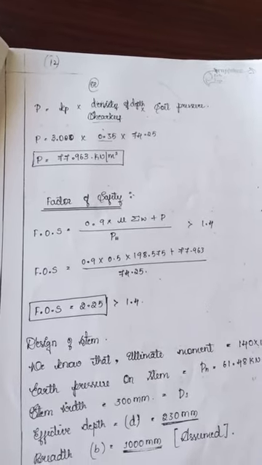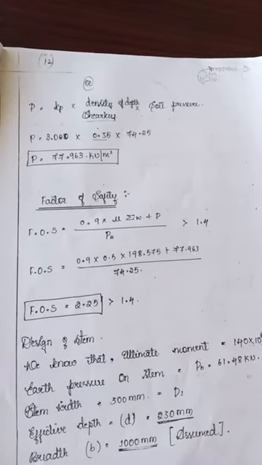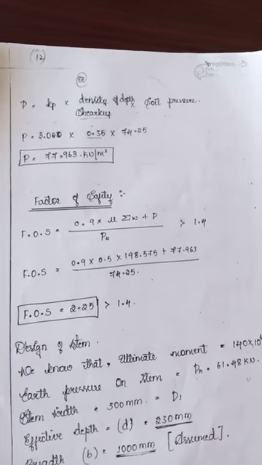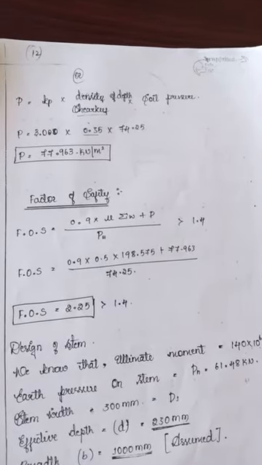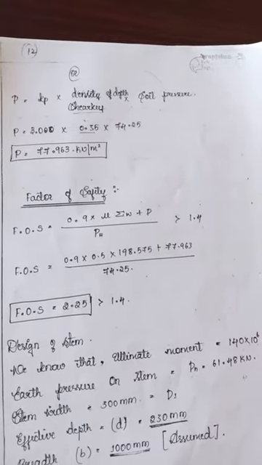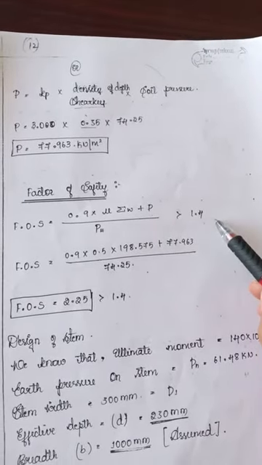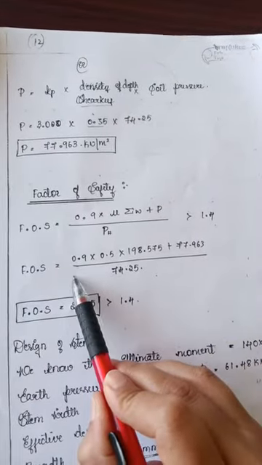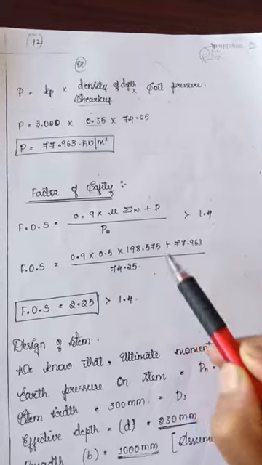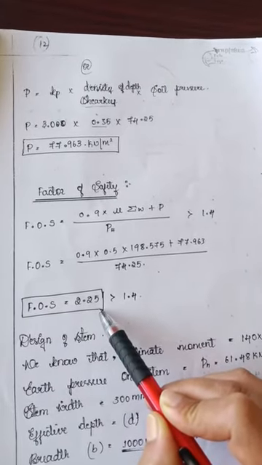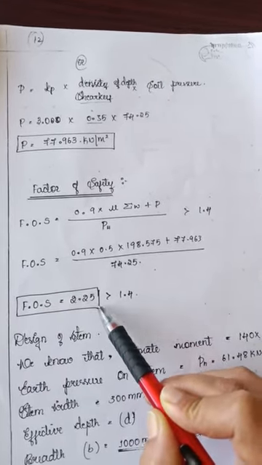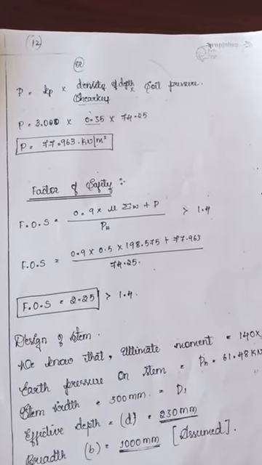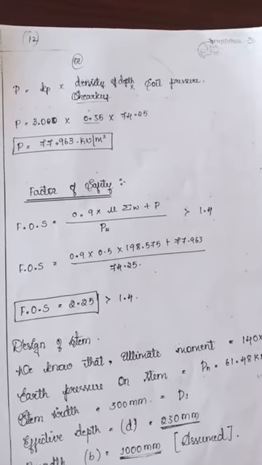After finding the total earth pressure, now we go through the factor of safety. We use the formula 0.9 into mu into summation W plus P divided by pH. That value should be greater than 1.4. Substituting the corresponding values, finally we get a factor of safety of 2.25, which is greater than 1.4. Once again, the design with this particular shear key is safe.